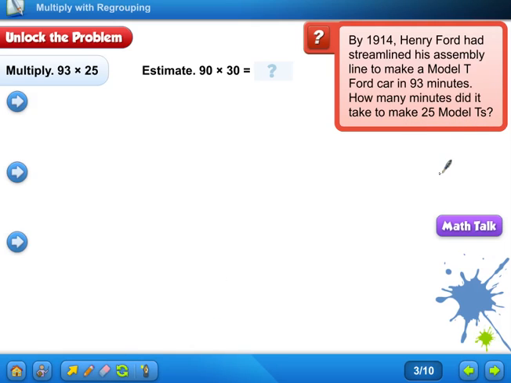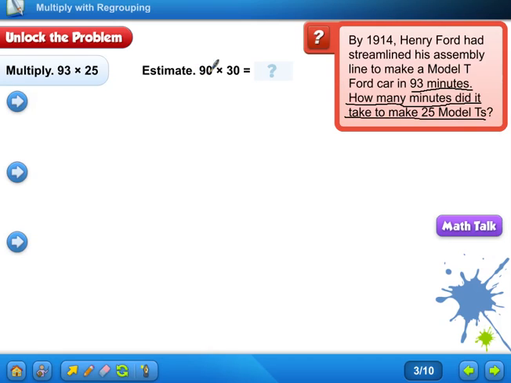All right, first thing we're going to do is underline what they're asking me. They're asking me how many minutes did it take to make 25 Model Ts. Information I have. Well, here's a number, but do I need that number? By 1914. No, I don't need that number because it's just telling me that's the year. But I do need this number down here, 93 minutes. So, in 93 minutes, he made one car. Another 93 minutes, he made two cars. So, we're going to multiply.